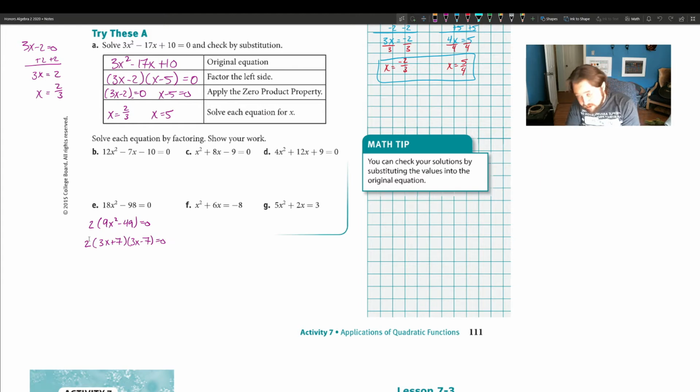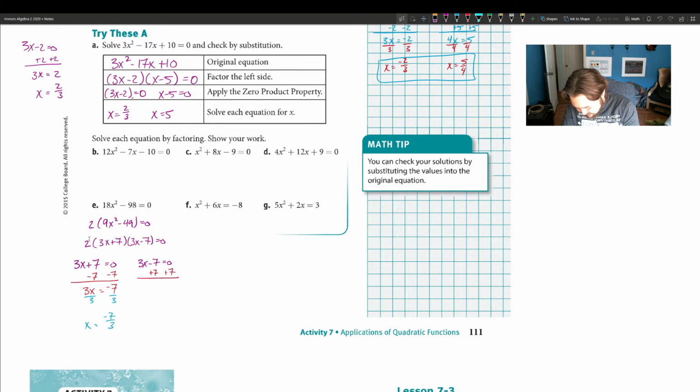So let's split this up, and I think I can fit this all on the screen. 3x plus 7 equals 0, and 3x minus 7 equals 0. We will start by subtracting 7. We will get 3x equals negative 7. Divide by 3. And we'll get that x equals negative 7/3. I bet the other one is the opposite of that. Okay, I'm going to add 7.